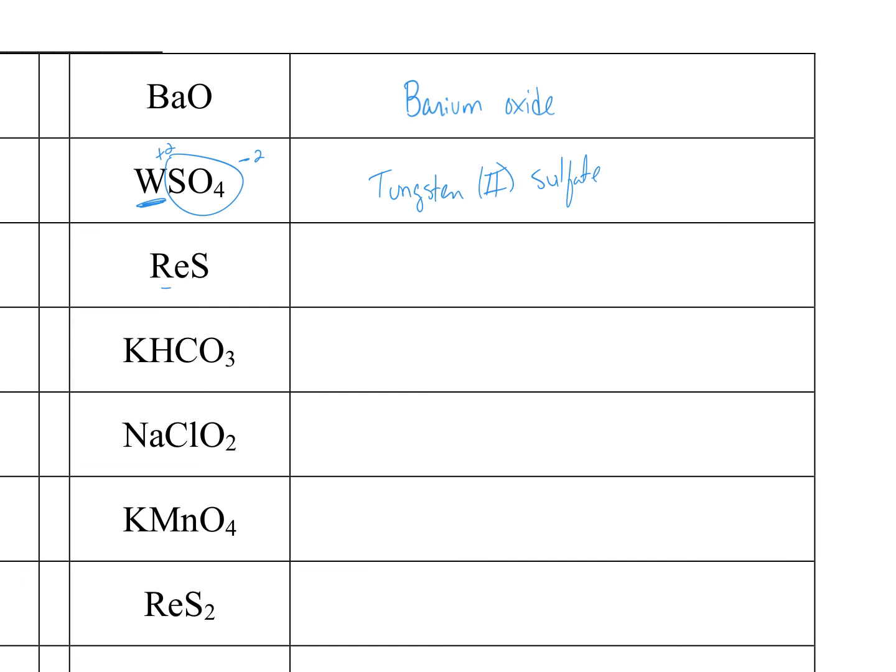This next one, Re is rhenium. S is sulfur. Sulfur has a -2 charge, so rhenium must have a +2 charge. So rhenium 2 sulfide. So notice the difference between a sulfide and a sulfate. Sulfate is a polyatomic ion. Sulfide is just sulfur. Next we have K is potassium, hydrogen carbonate.